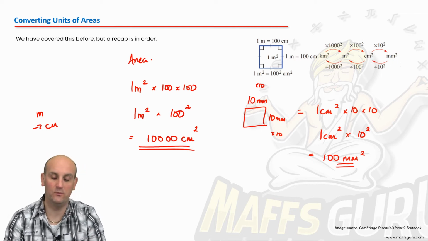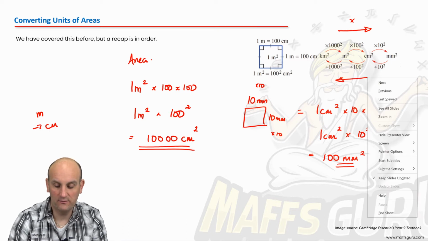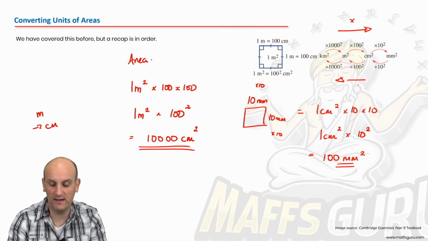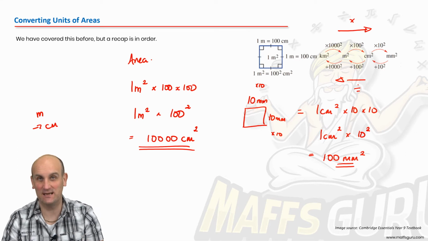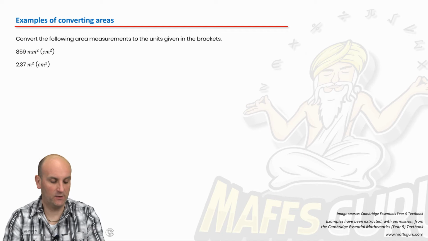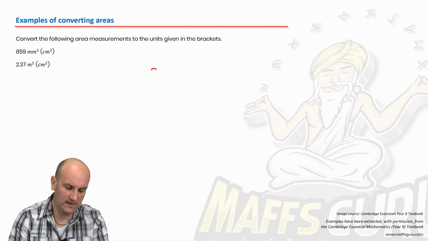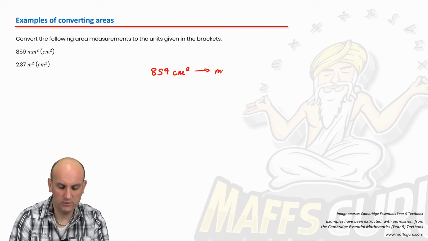Now, obviously what we do, one direction, when we multiply that way, we divide the other way, but it's the same idea, okay? It's exactly the same idea. So we're now going to use that information to help us get here from millimeter squared to centimeter squared. Okay, so we've got 859 centimeters squared that I want to go to millimeter squared.